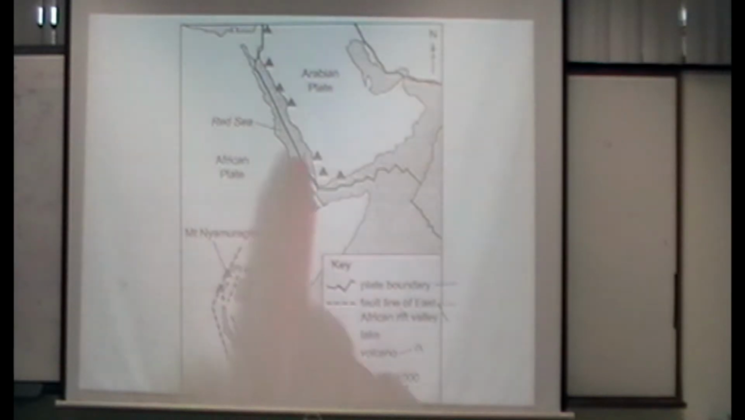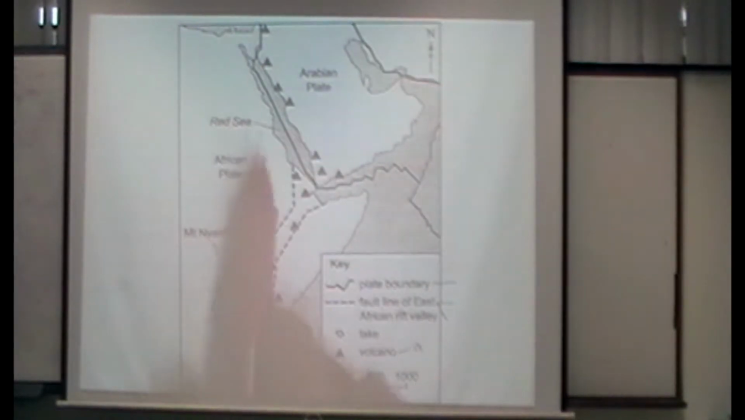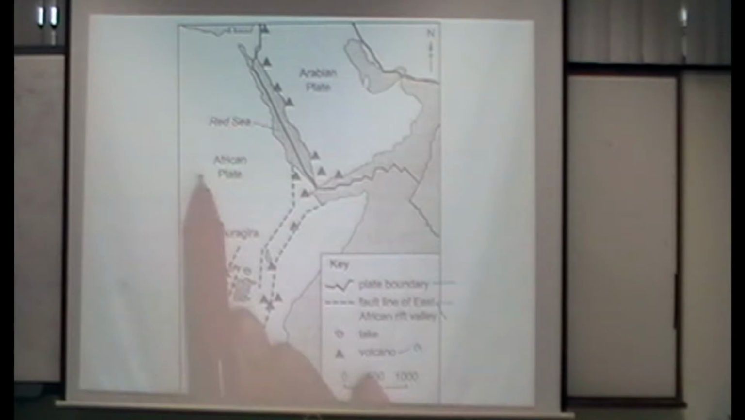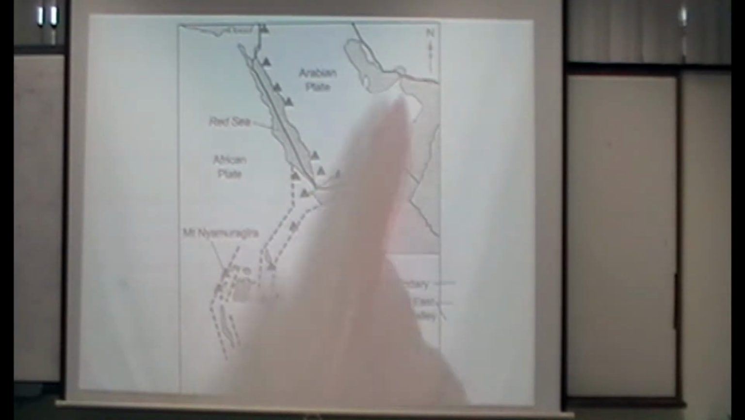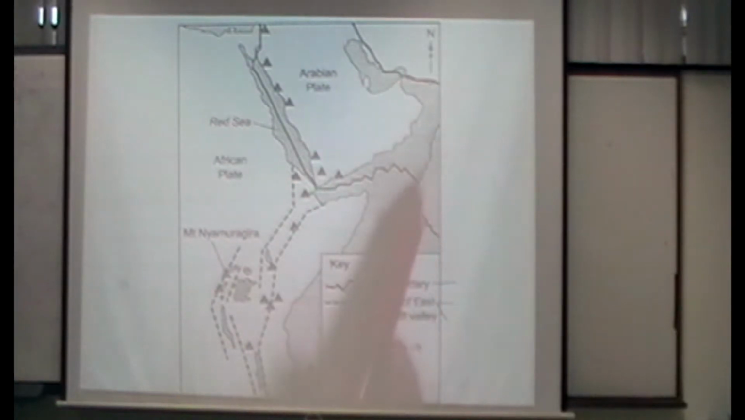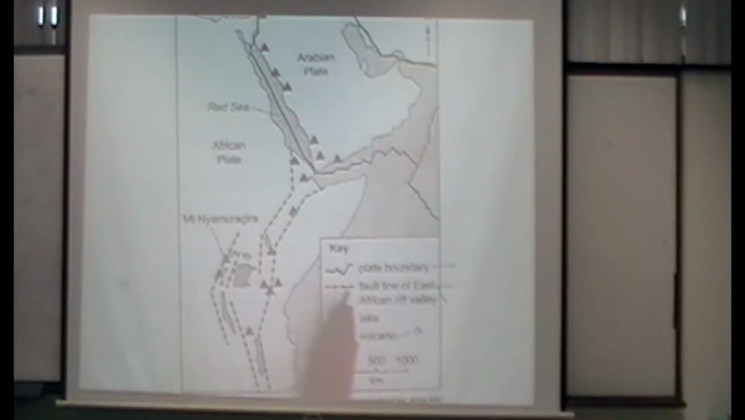I see the Arabian plate, and I see the African plate over here. It's represented using this thick black line over here. Then you also see that there's a fault line, which forms this East African Rift Valley. So this is one example you have learned before. This is the Rift Valley here.